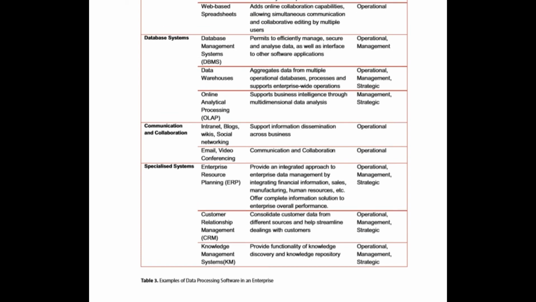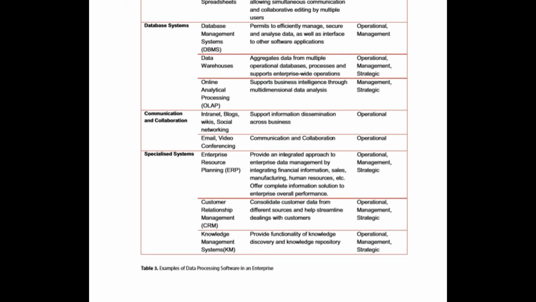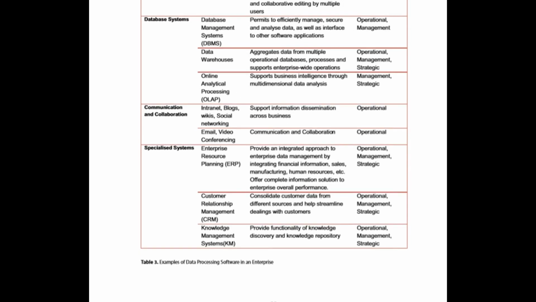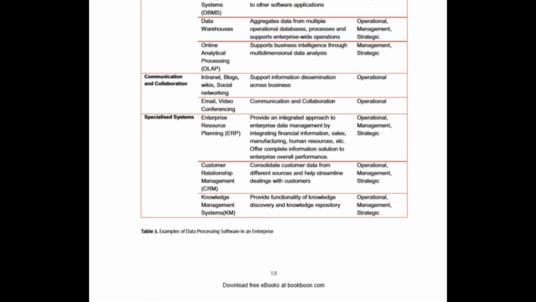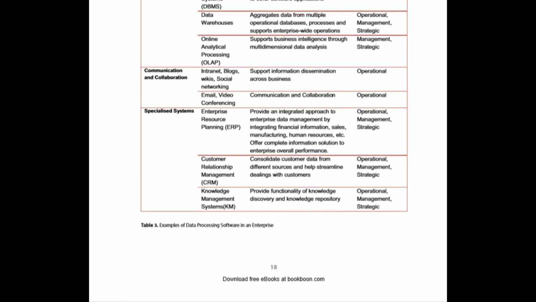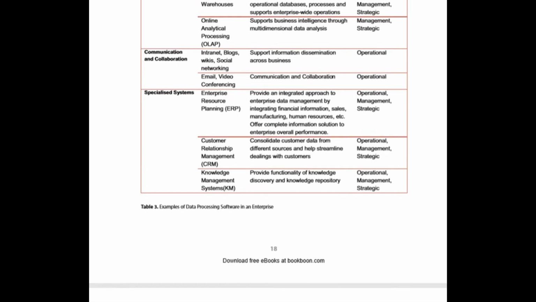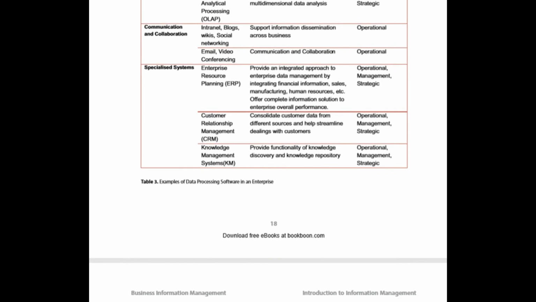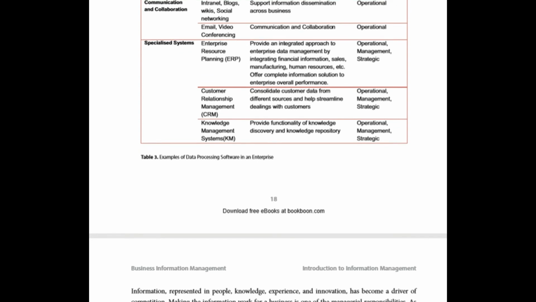A specialized system, enterprise resource planning, provides an integrated approach to enterprise data management by integrating financial information, sales, manufacturing, human resources, offering a complete information solution to enterprise overall performance, that is operational management and strategic. Customer relationship management consolidates customer data from different sources and helps streamline dealings with customers, that is operational management and strategic. Knowledge management systems provide functionality of knowledge discovery and knowledge repository, and operational management and strategic.